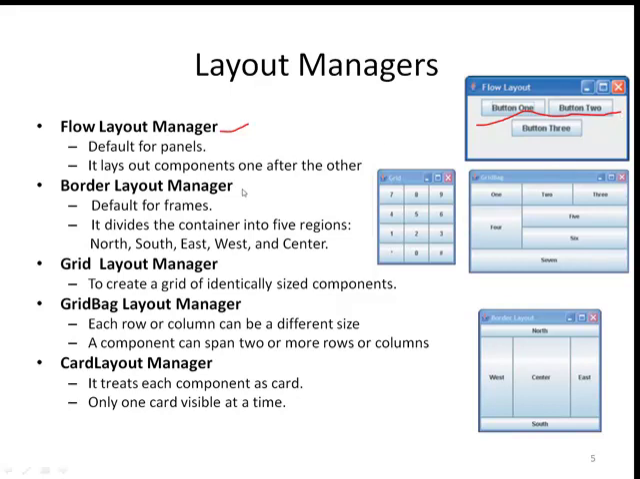Now coming to the second one, Border Layout Manager. This Border Layout Manager is the default for frames. It divides the container into 5 regions like north, south, east, west and center. When you add a component, you can specify which region you want to place the component. See this picture. Here frame divided into 5 parts: north, west, center, east and south. We can place our components based on our requirement. If you want to place the component in center, we can choose center alignment, or if you want to place the component in north, we can choose north alignment, like that.